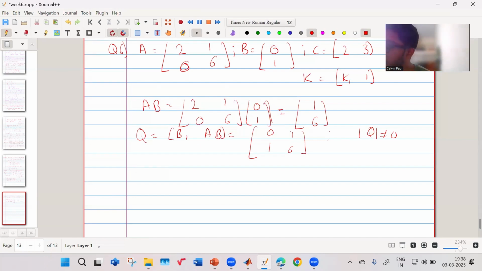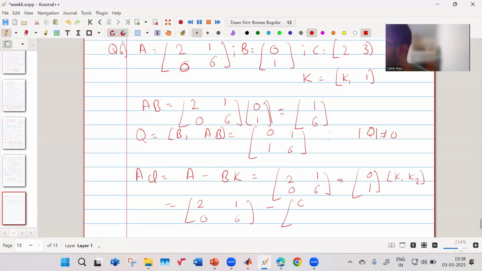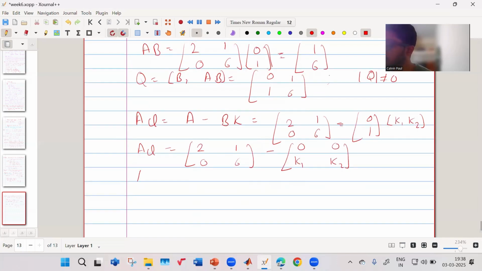And now we have to find the closed loop. Closed loop is given by A minus BK, right? So A is given by 2106 minus B, which is 0, 1, into K1, K2. So this becomes 2106 minus 0, 0, K1, K2. This is the closed loop. So A closed loop will be given by 2, 1, minus K1, 6 minus K2.